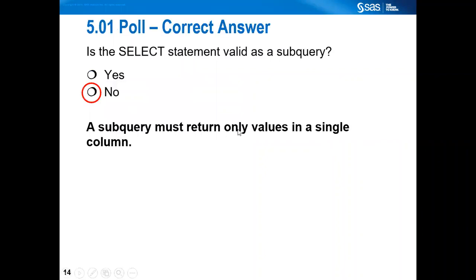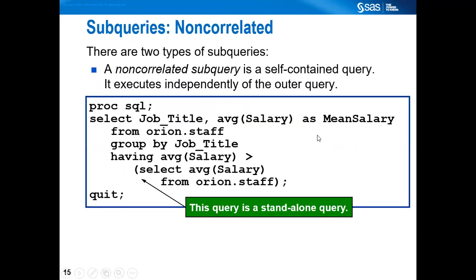So a subquery must return only values in a single column. So what is a non-correlated subquery? A subquery which is a standalone query passes its values on to your outer query, and your outer query is dependent on your subquery. Hence, this subquery is called a non-correlated subquery.